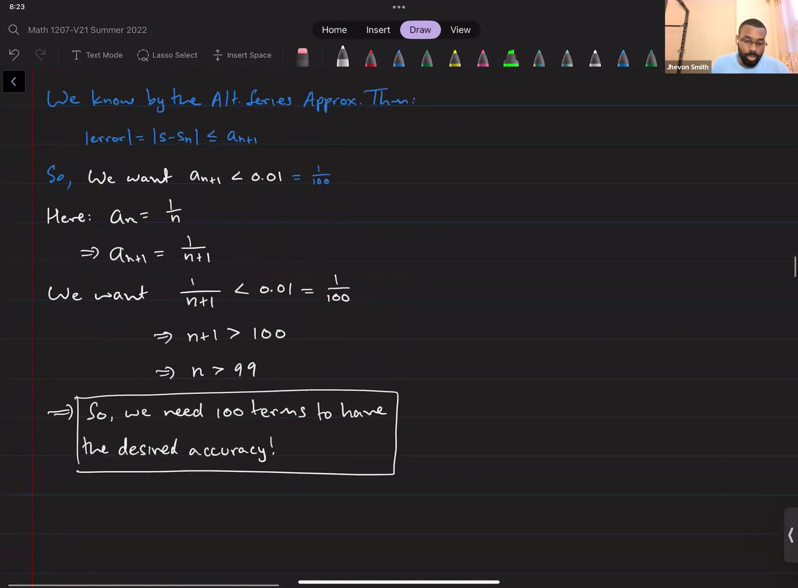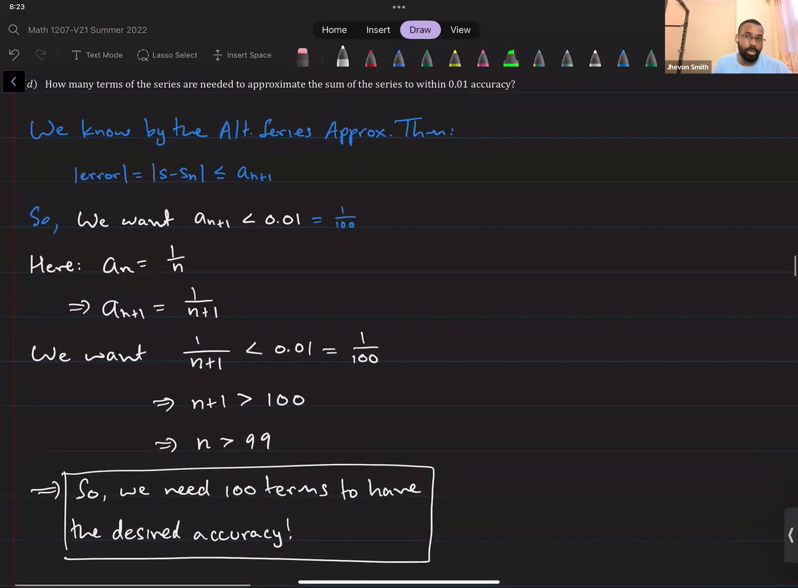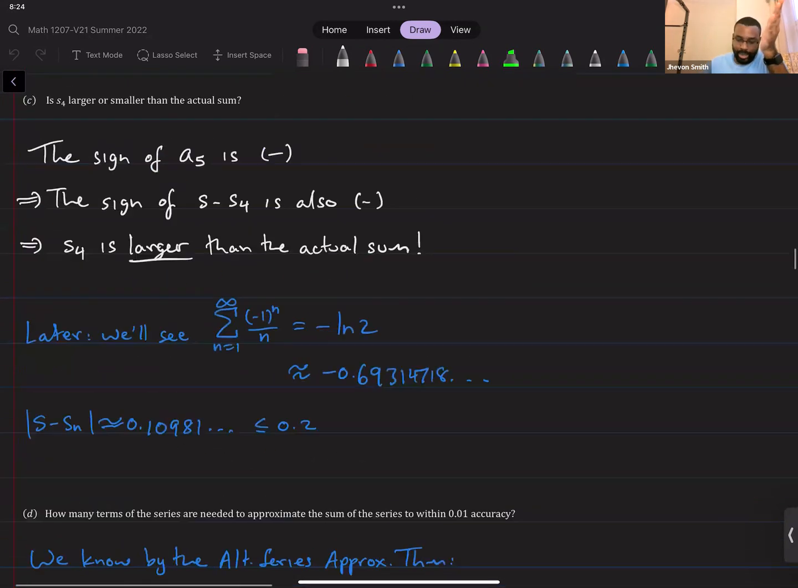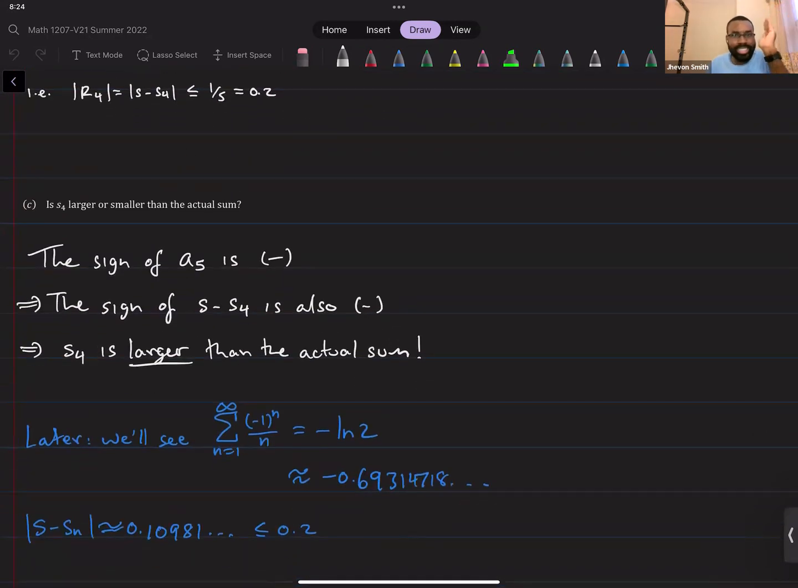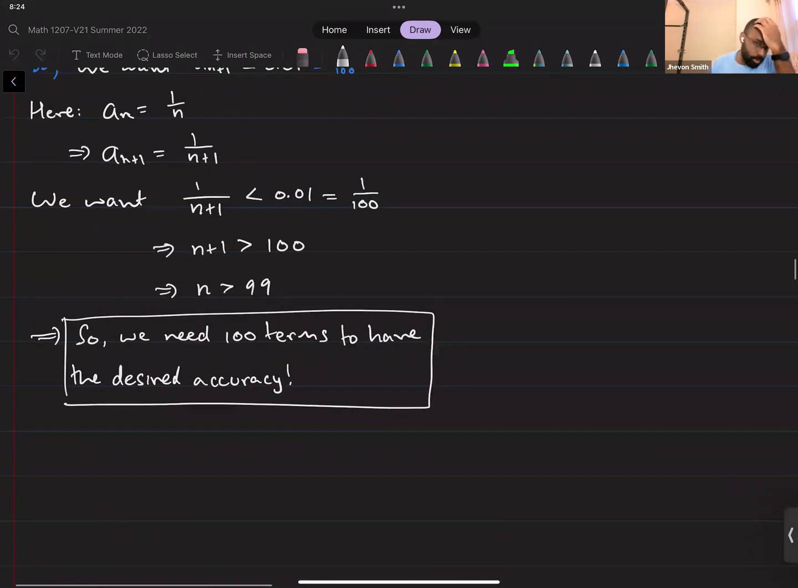Adding up an infinite number of terms, impossible. Adding up 100 terms, the average computer today could do that in a fraction of a second. It's not a big deal. So it turns out, if I want to be within 0.01 of the answer, meaning I want you to add up until we get like minus 0.68, how many terms would I need to add up to get that close to the correct answer of minus 0.69? I need 100 terms, which for a computer is nothing, right?